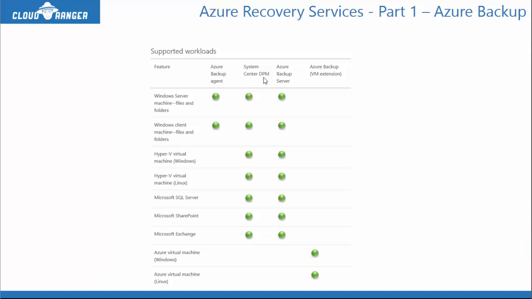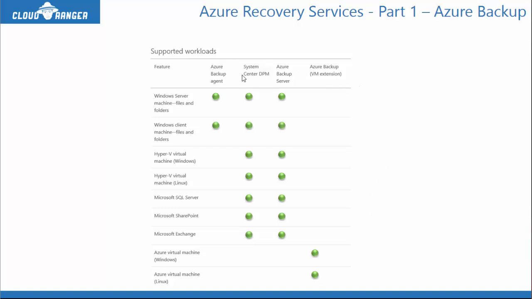Then System Center Data Protection, so DPM, this is an on-premise solution. If you have a DPM in place, as you can see, it can do all of this right over here, Windows machines, folders, and everything else over here. And we know that already. Azure Backup Server will do all of this as well. And the only way you can actually do an Azure virtual machine or an Azure entire Linux backup is through the VM extension in Azure Backup, which will do the entire thing over here.